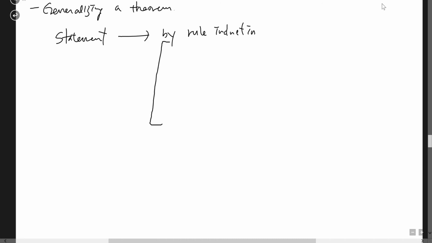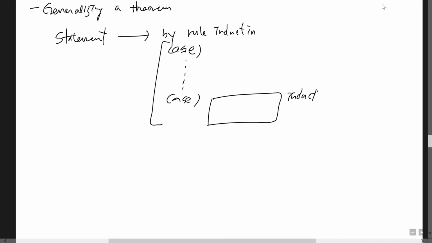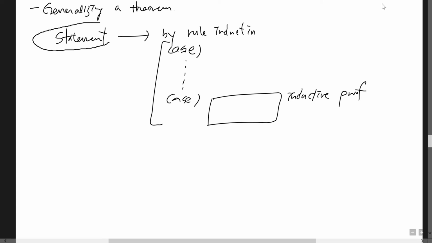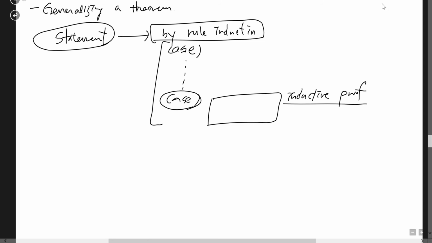And perhaps we have several cases. And suppose that one of these cases requires its own inductive proof. So we have seen such a problem in the previous video. In order to prove the final statement, we apply induction. But one of these cases requires its own inductive proof.